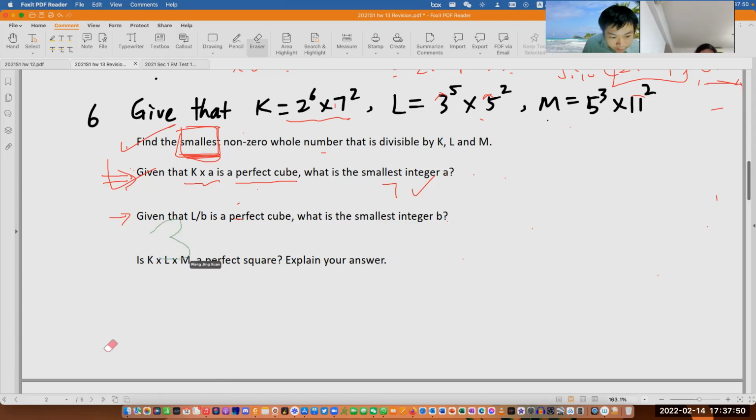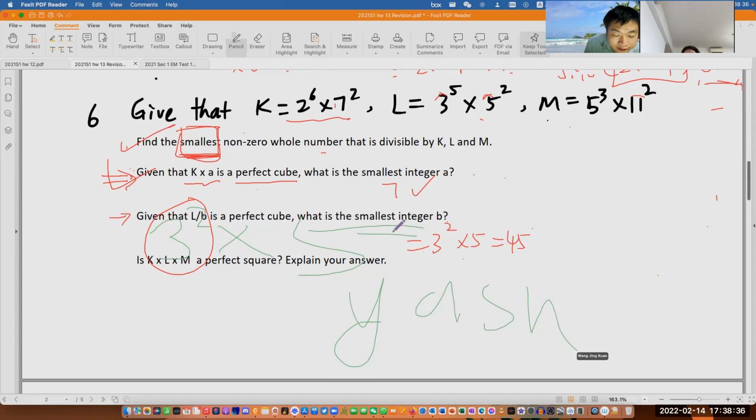So your answer is three to the power of 2. And that's it. Times 5. That's it. So your answer is 3 to the power of 2 times 5. Then 45.